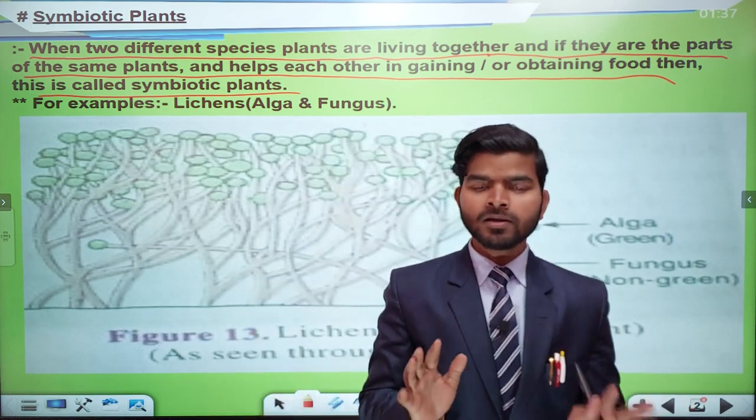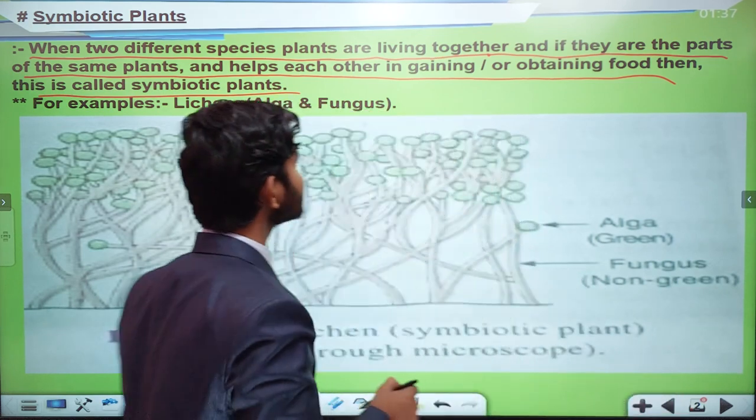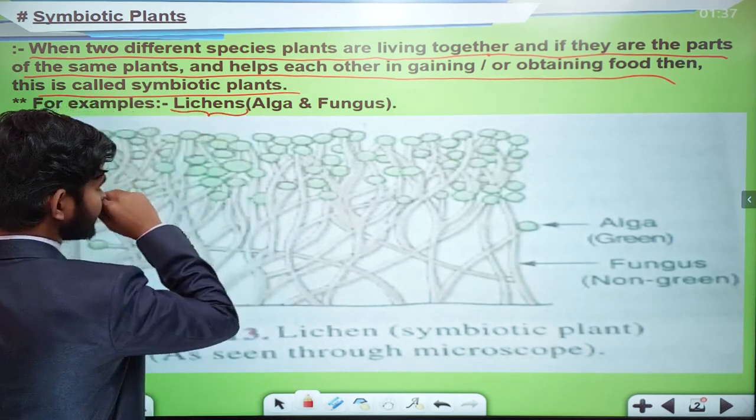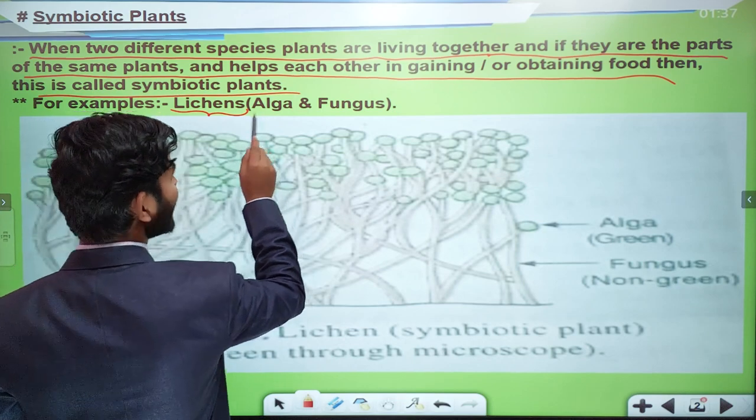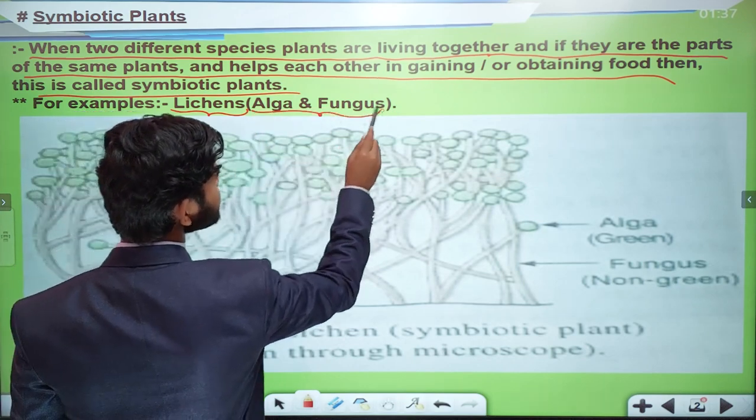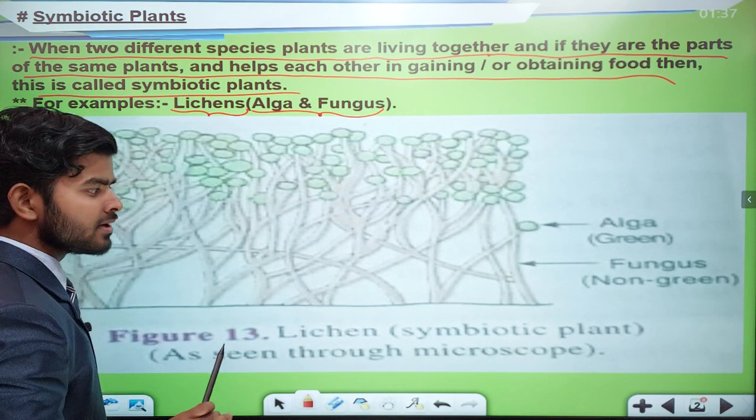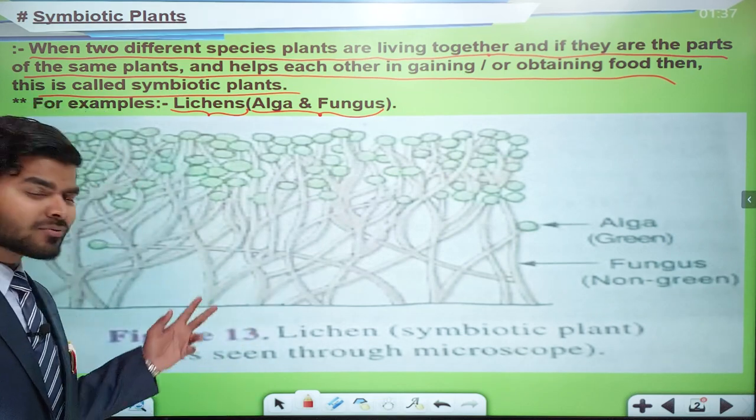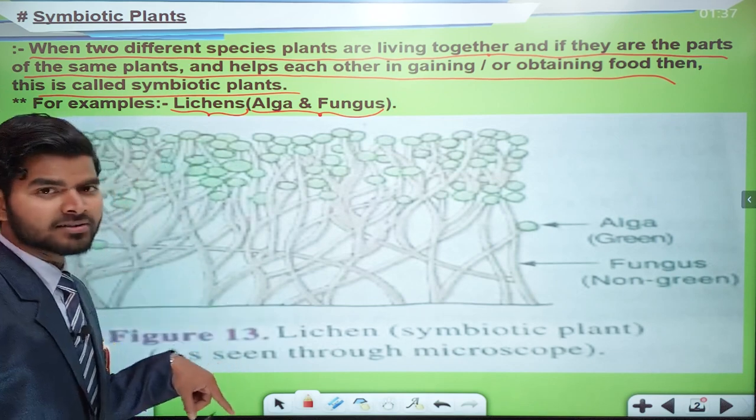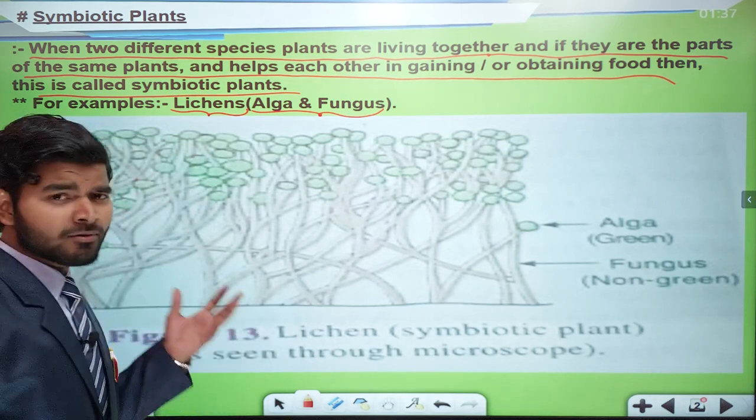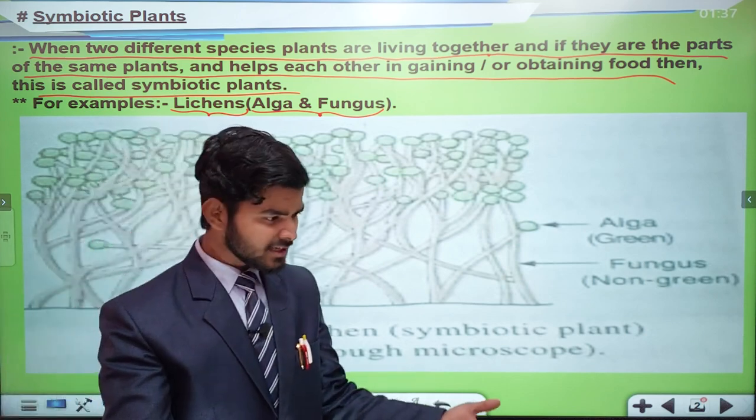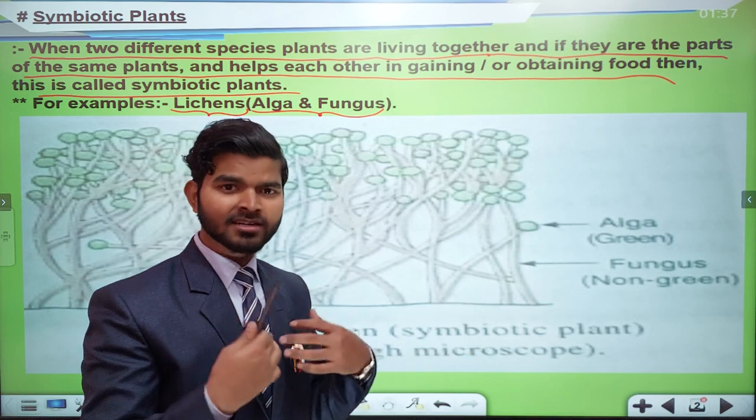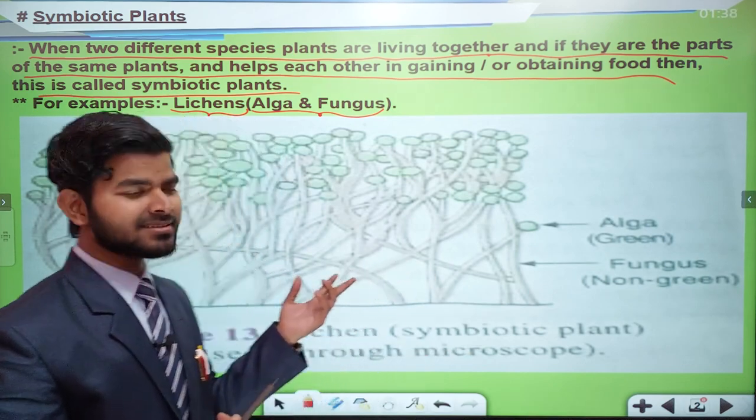Obviously, yes. Now listen to me. Lichens are only one plant, but they are the composition of two different plants. You want to know how it is possible, sir? You are saying that two different plants are parts of the same plant. Obviously, yes. Why is it not possible? Of course it is possible. I have already given you the example that these two hands are different hands, but they are parts of the same body. Similarly, dear.